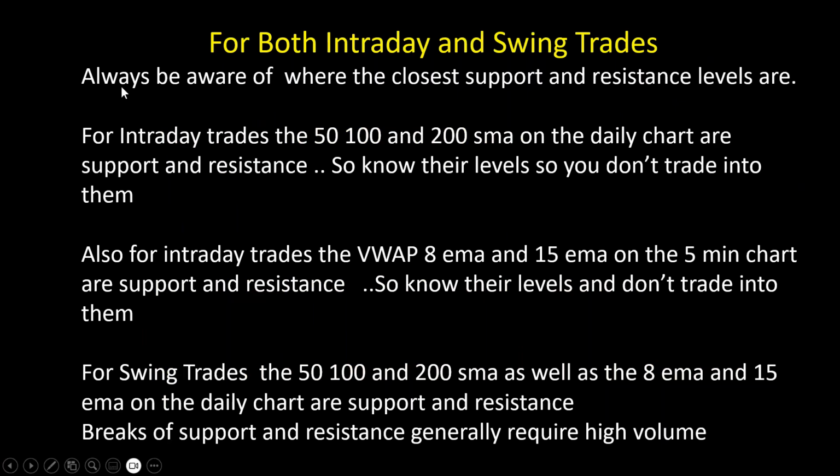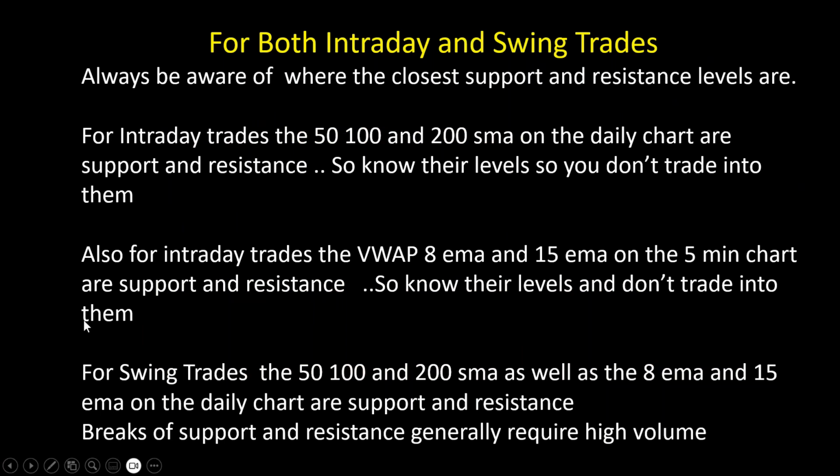And that is on the daily chart, the 50, the 100, and the 200. On a 5-minute chart, it's your VWAP, the 8, and the 15. Right? Those are your support and resistance levels. So for intraday trades, the 50, the 100, and 200 on the daily chart are support and resistance. So know these levels so you don't trade into them. Also, for intraday trades, the VWAP, the 8, and the 15 EMA on the 5-minute chart are support and resistance. Know where they are. Don't trade into them.